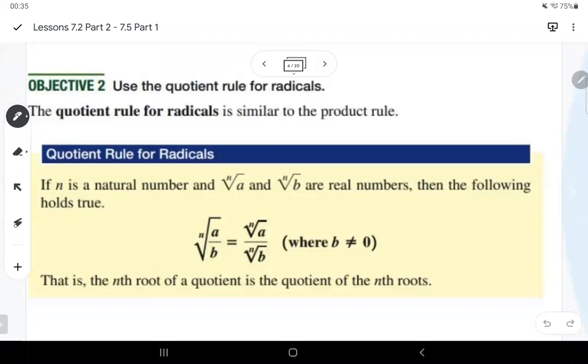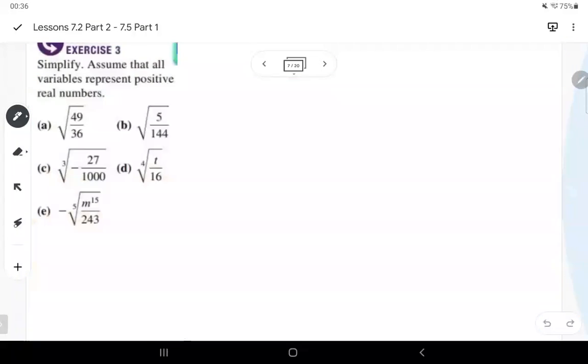Objective 2, use the quotient rule for radicals. The quotient rule for radicals is similar to the product rule in that we've been using this along in the videos. If we're given the nth root of a fraction, we can split it into two nth roots, one on top of the other, as long as b is not equal to 0. And then we can find the nth root for each one, if it's possible.